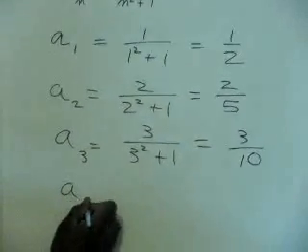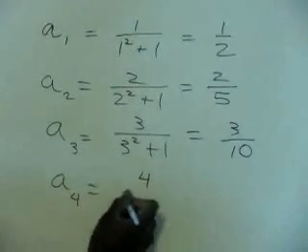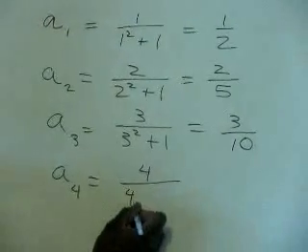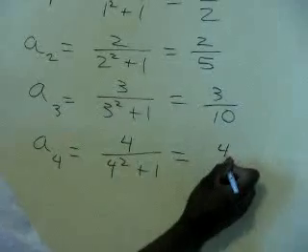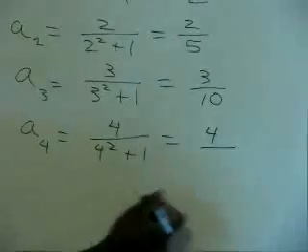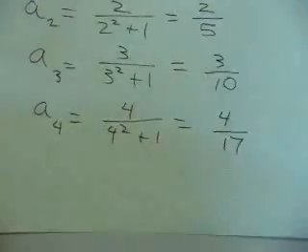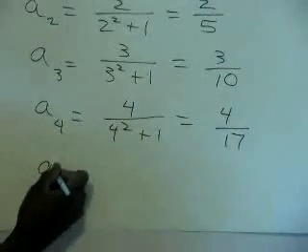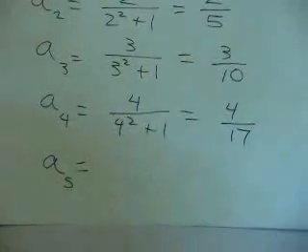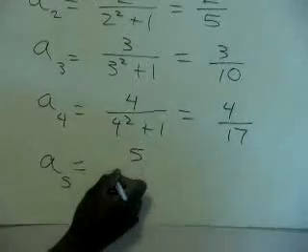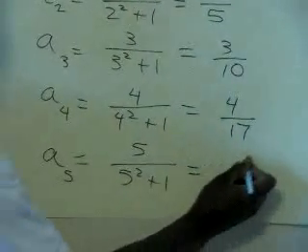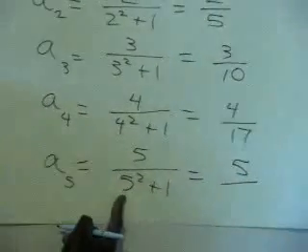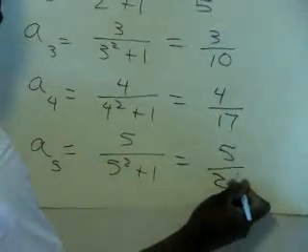a sub 4 is 4 over 4 squared plus 1, and that's 4 over 16 plus 1, or 17. And the fifth term, a sub 5, is 5 over 5 squared plus 1, and that's 5 over 25 plus 1, 26.